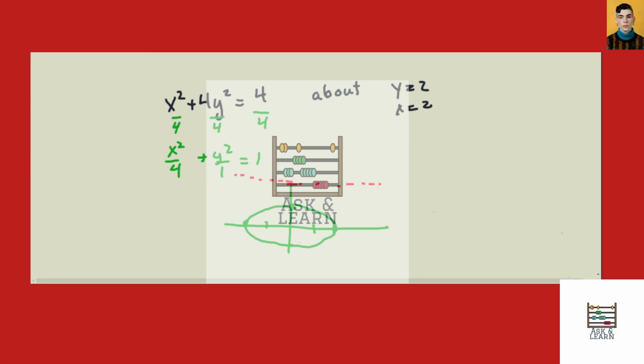Okay, so how should we cut it? Well, if we want shells, we're going to cut it horizontally. If we want discs, we're going to cut it vertically. I'm just going to do discs. Okay, so I'm going to cut it like this.